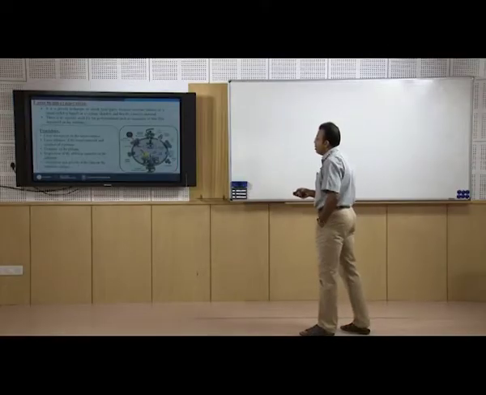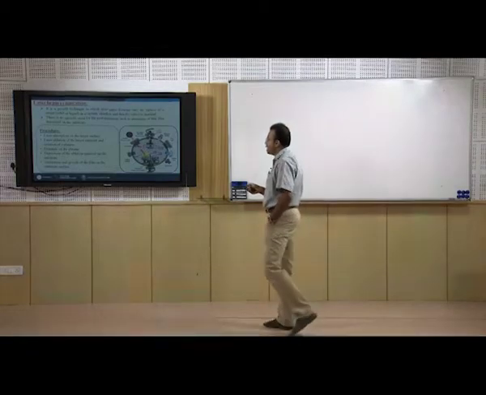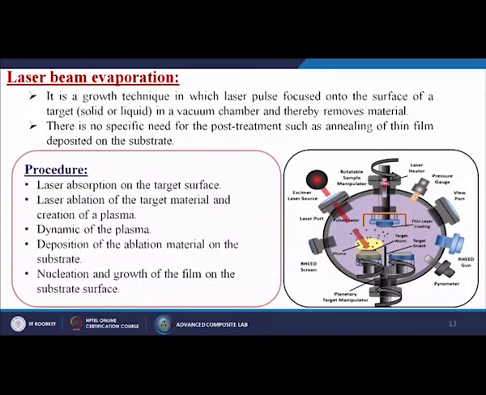What is the procedure? Laser absorption on the target surface, laser ablation of the target material and creation of a plasma, dynamics of the plasma, deposition of the ablation materials on the substrate, nucleation and growth of the film on the substrate surface. Here you can see that the laser is coming directly, hitting the target material, then the target material is vaporizing, and then it goes directly onto the substrate material.